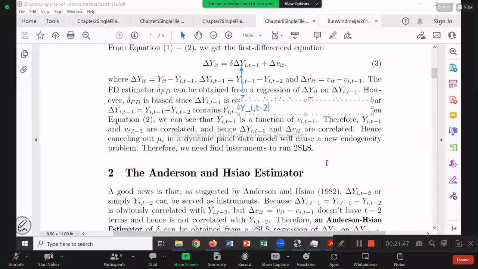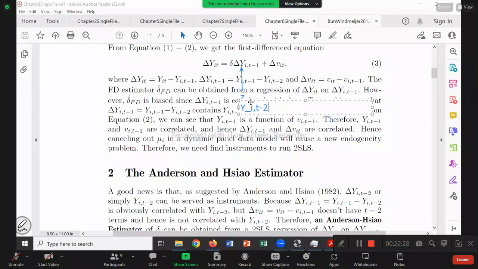So we have finished checking those conditions. But keep in mind, for the second condition, we need v i t to be random noise. In other words, there is no autocorrelation over time at this moment. Later on we will discuss what if v i t is really autocorrelated. Actually, it's very simple: by using a transformation, we can solve the autocorrelation problem. But at this moment, to keep it simple, let's assume v i t is i.i.d. and not autocorrelated.